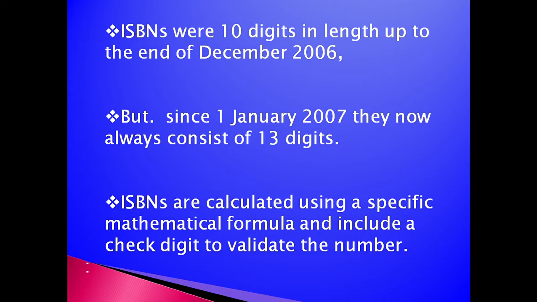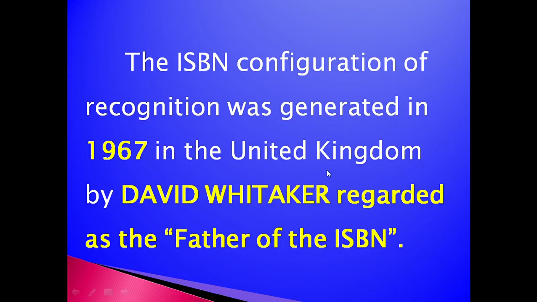How are these 13 digits calculated? They have some specific rules. It is nothing but a mathematical formula, a modulo calculation that we have to do. Actually, this was created in the United Kingdom in 1967 by David Whitaker. So he is called the father of the ISBN.